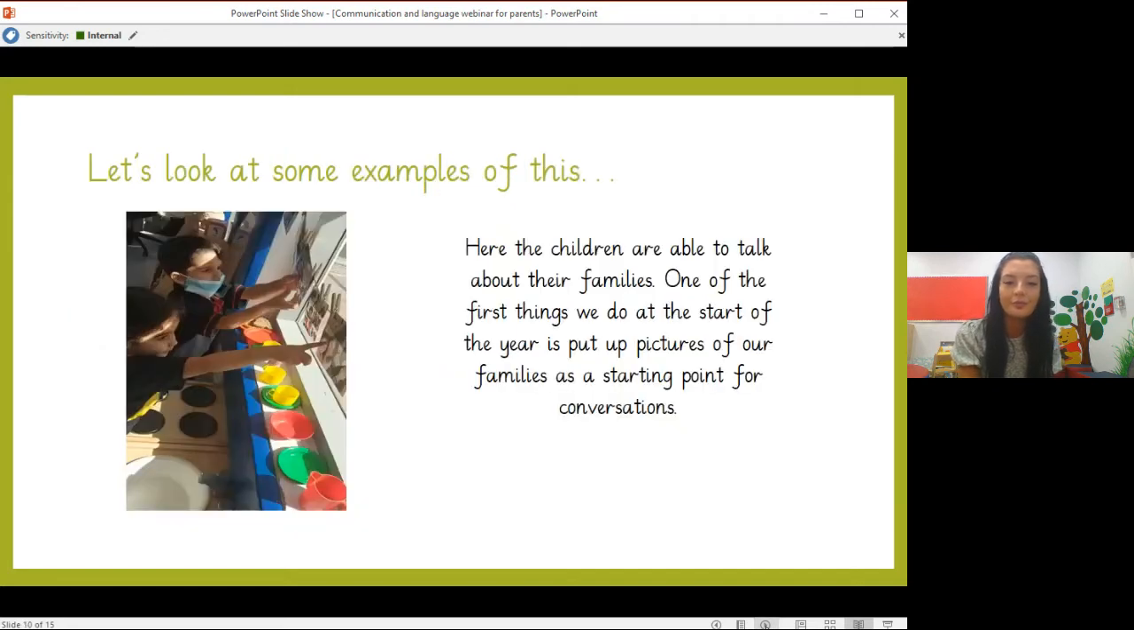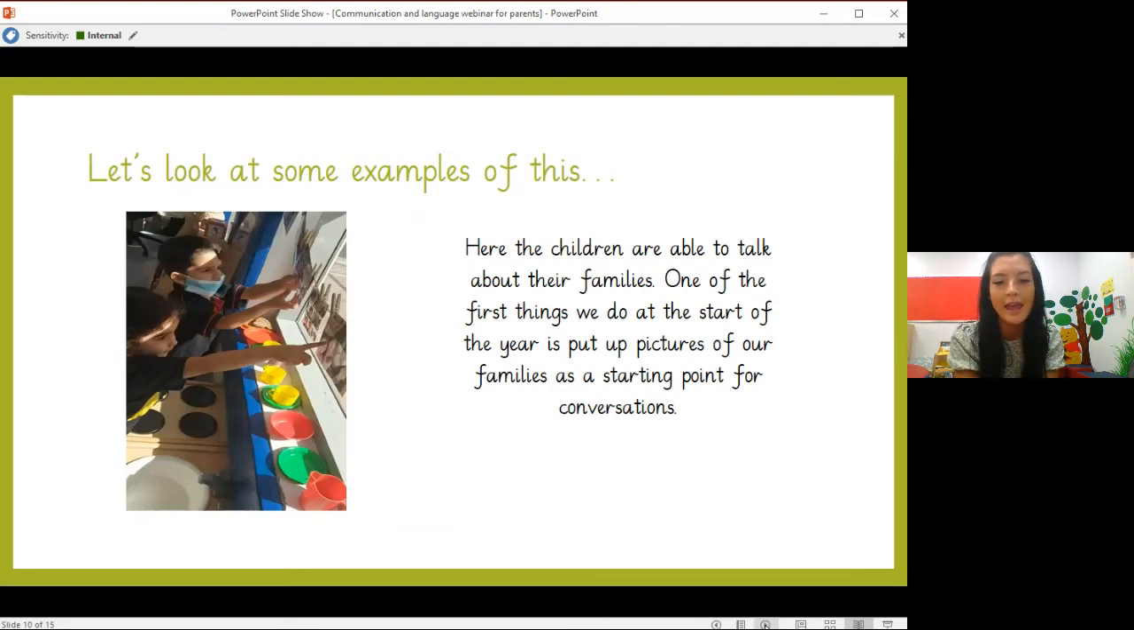So here we've got some examples of things we do in class and how you can do these things at home. So like I was saying before, we use pictures as a basis for conversation. So the first thing we do at the start of the year is we ask you to send in pictures of your family. And the reason why we do this is because we put them up in the class, and we find that children automatically from their very first day have something that they can talk about to their friends and to their teachers.